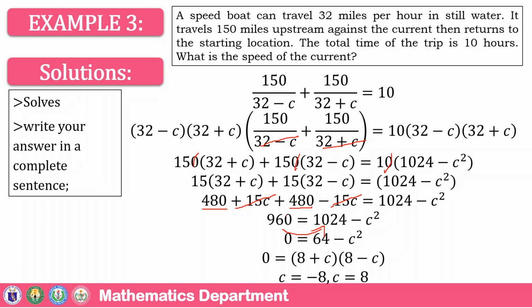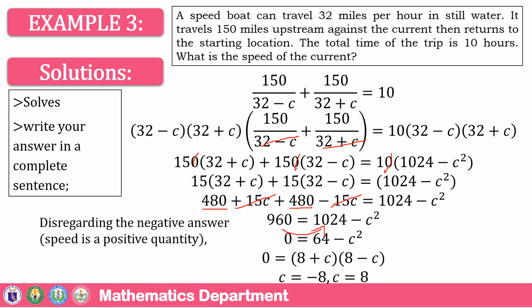Okay? So, write natin yung answer natin in a complete sentence. Mapapansin natin, meron tayong dalawang value which is negative 8 saka positive 8. So, disregard natin yung negative answer. Bakit po? Kasi yung speed na pinag-uusapan natin is a positive quantity. Wala pong speed na nagna-negative quantity. So, mangyayari po, the speed of the current is 8 miles per hour.